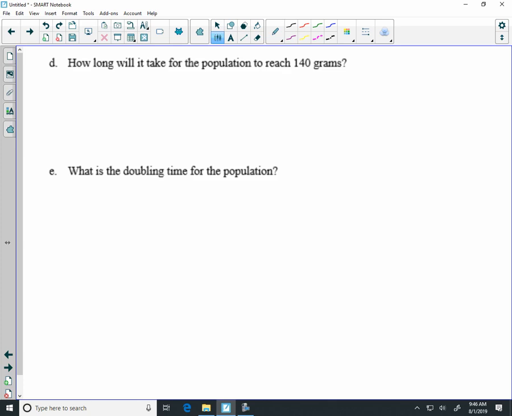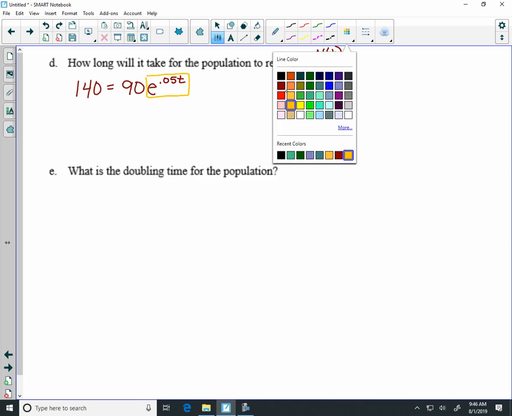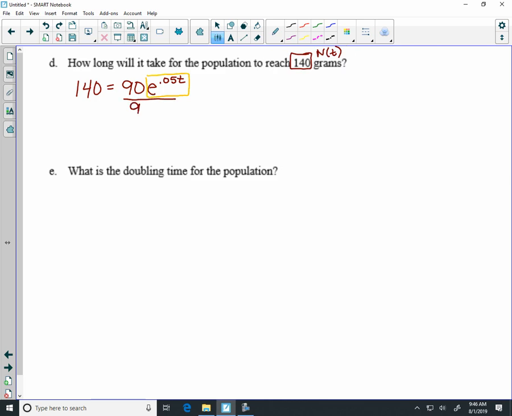So what we're given is the amount at some time. We're given the N of t, and we want to find the time. So 140 is equal to 90 e to the 0.05t. So in order to solve, remember, we want to get our exponential all by itself. We don't want to use ln yet. We need to isolate that e to the 0.05t. So I'm going to divide both sides by 90 first.